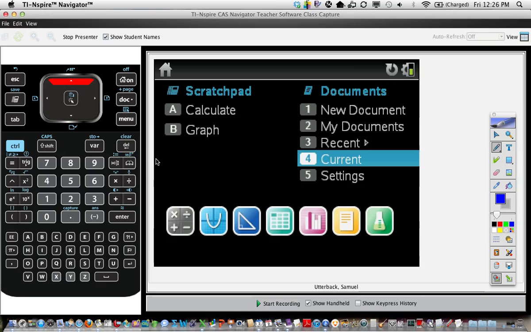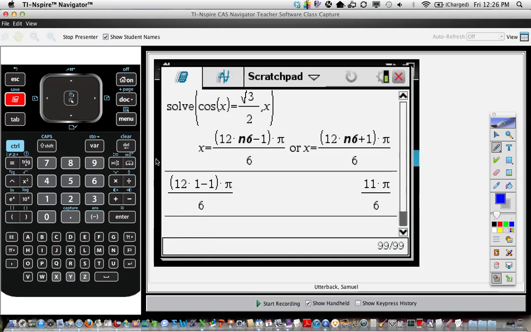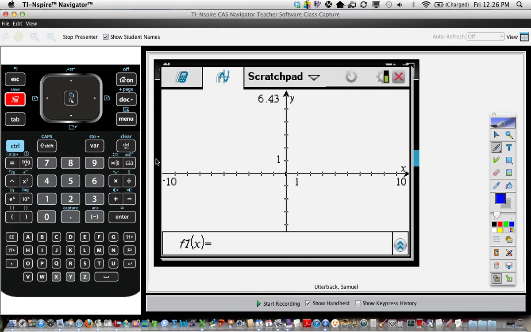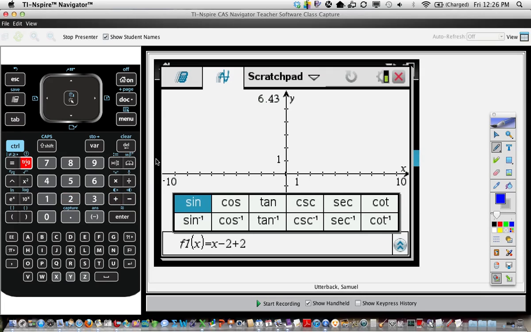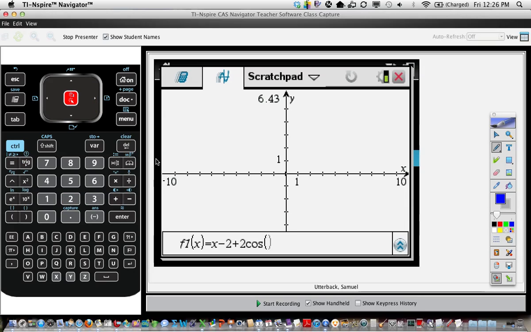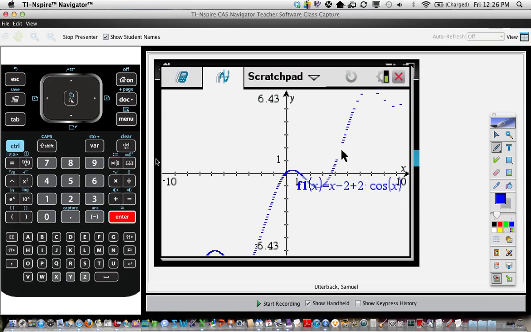So Sam, if you would go into your graph screen, and if you would put into F1 here, number 14, it was x minus 2 plus 2 cosine x. Okay, and hit enter. Now, I want to show you something that's kind of interesting on a graph.